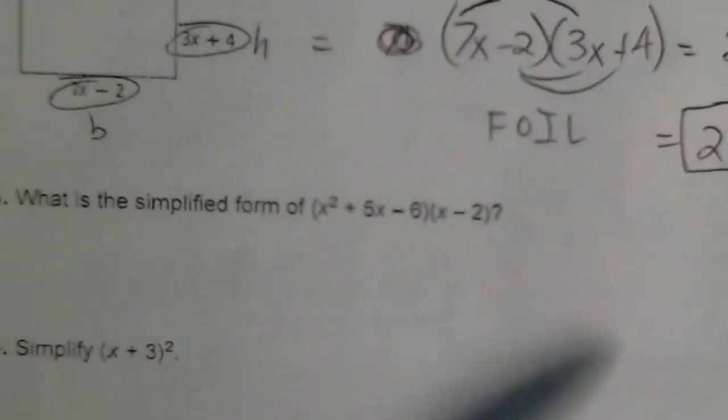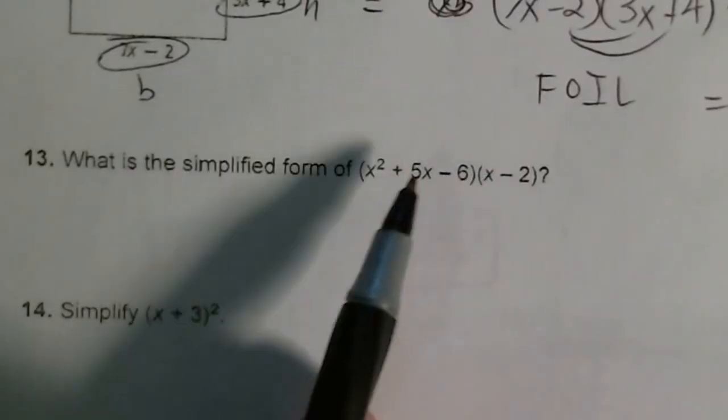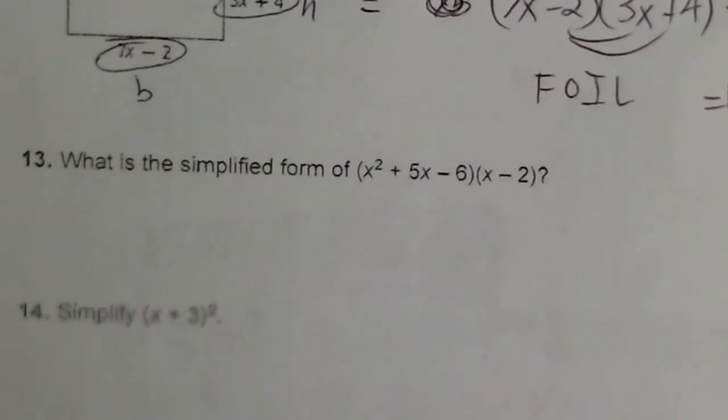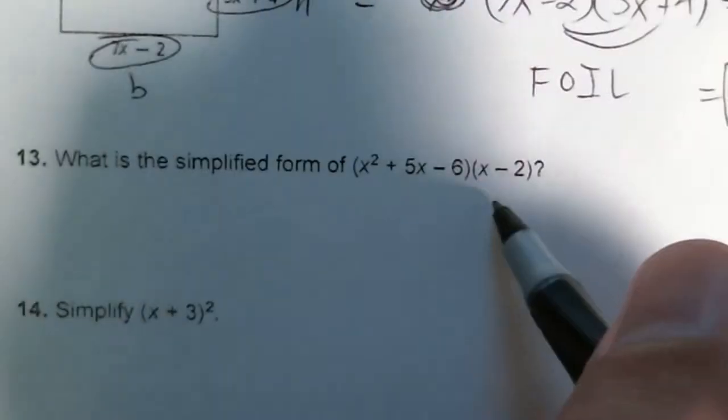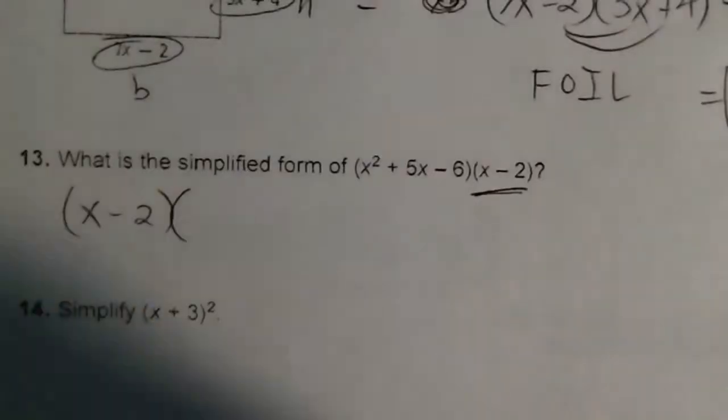Alright, now this one here, we can't use the FOIL. FOIL only works with two binomials. And here I've got a binomial times a trinomial. But the distributive property idea, the strategy still works. Now, me personally, when I have a binomial times a trinomial, I like to put the binomial first. That's just a personal preference. You don't have to do that.